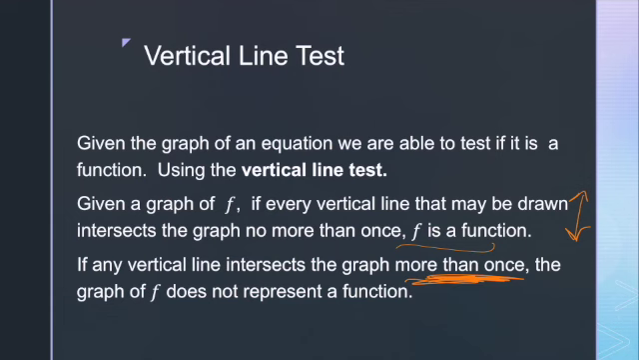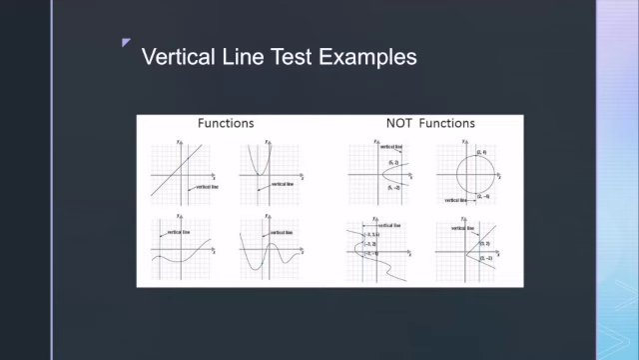So let's take a look at an example real quick. Here we have a linear equation, f of x equals ax plus b. It passes the vertical line test. Here we have a parabola. This is our quadratic function. Friendly little refresher. It passes the vertical line test.